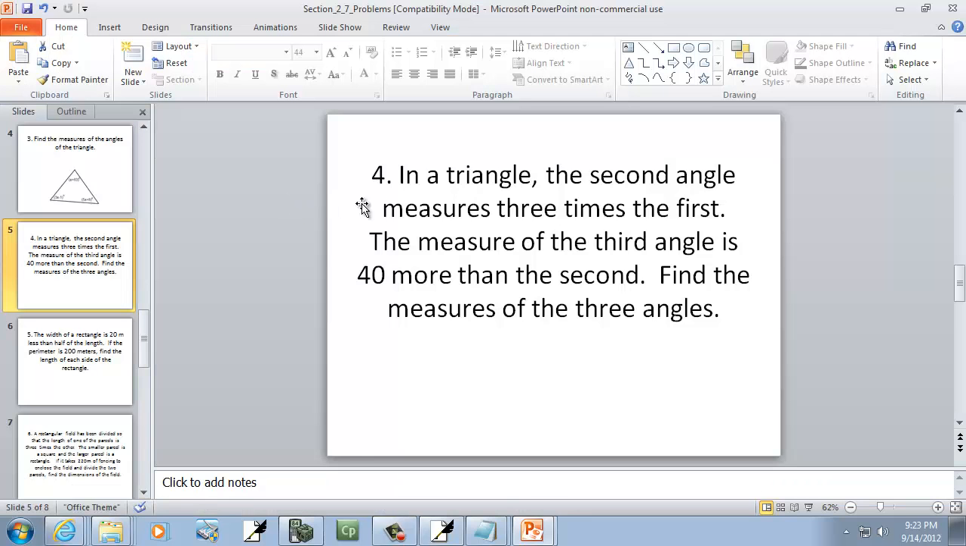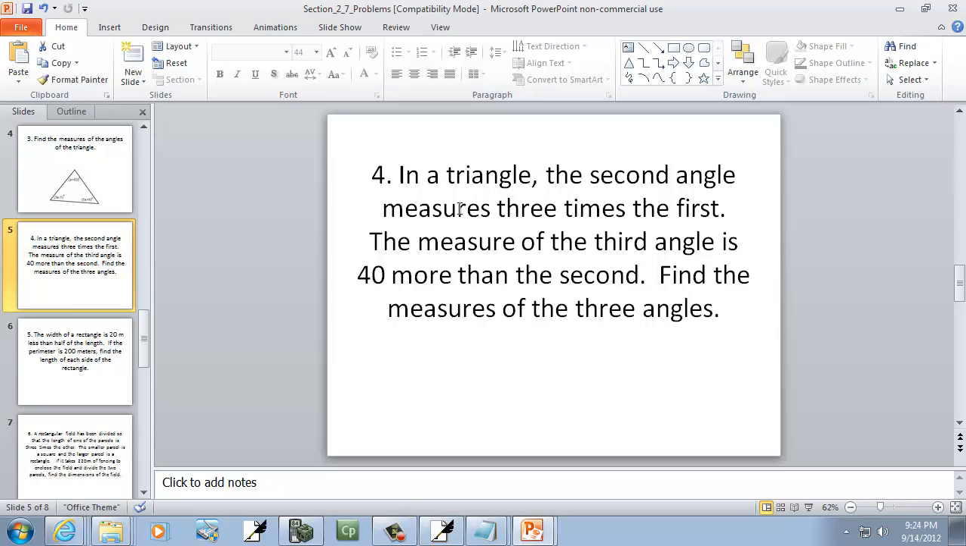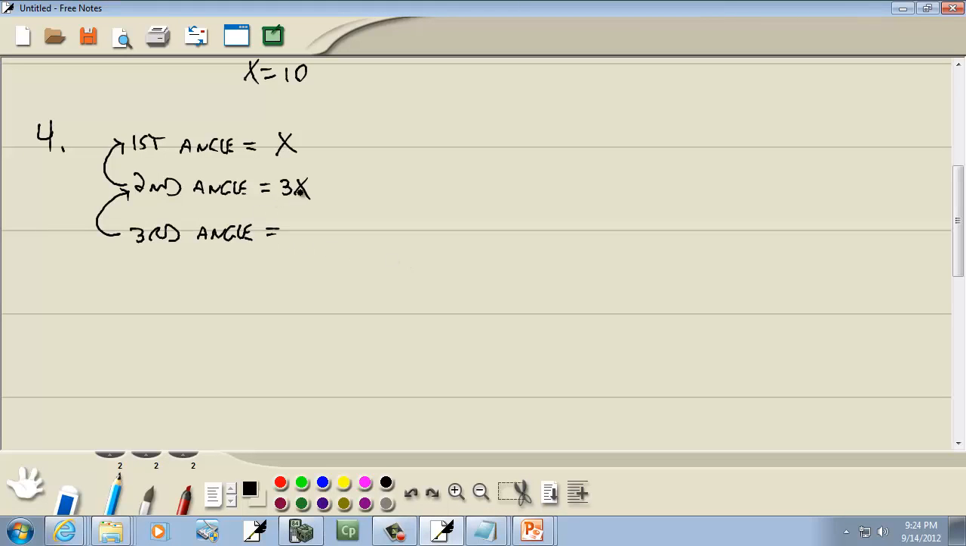Well, let's go back and read a little closer. Second angle measures 3 times the first. Well, if this is x, 3 times the first will be 3x. Now the measure of the third angle is 40 more than the second. So it's 40 more than this, and this is already 3x, so this will be 3x plus 40.